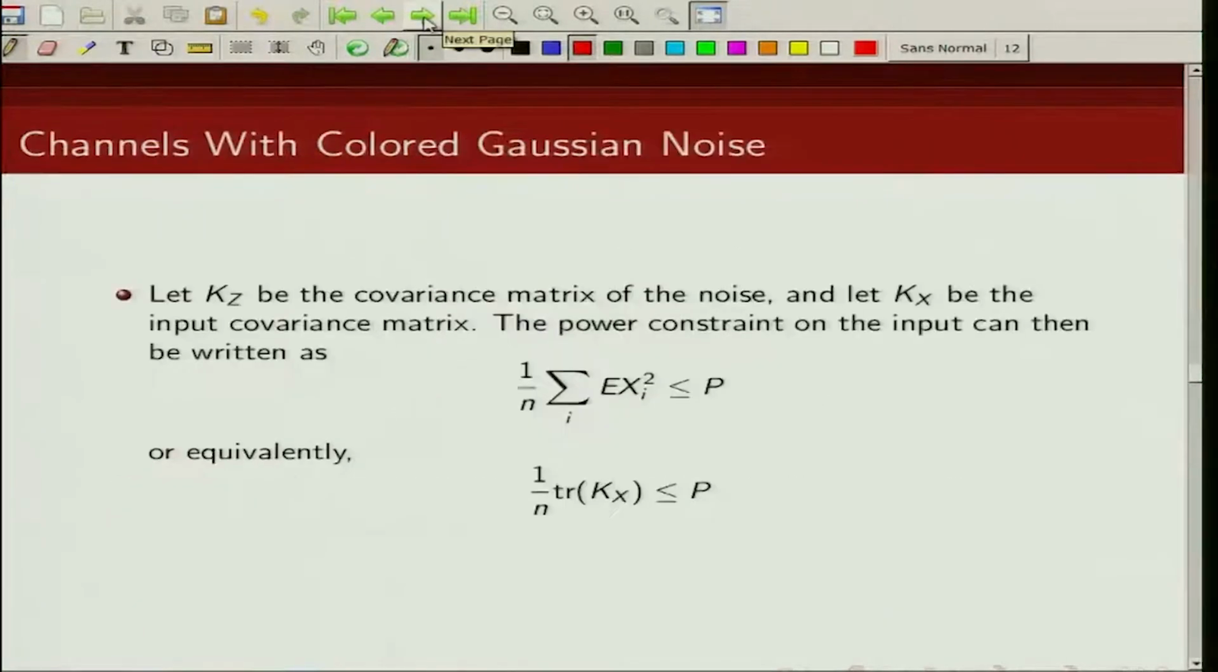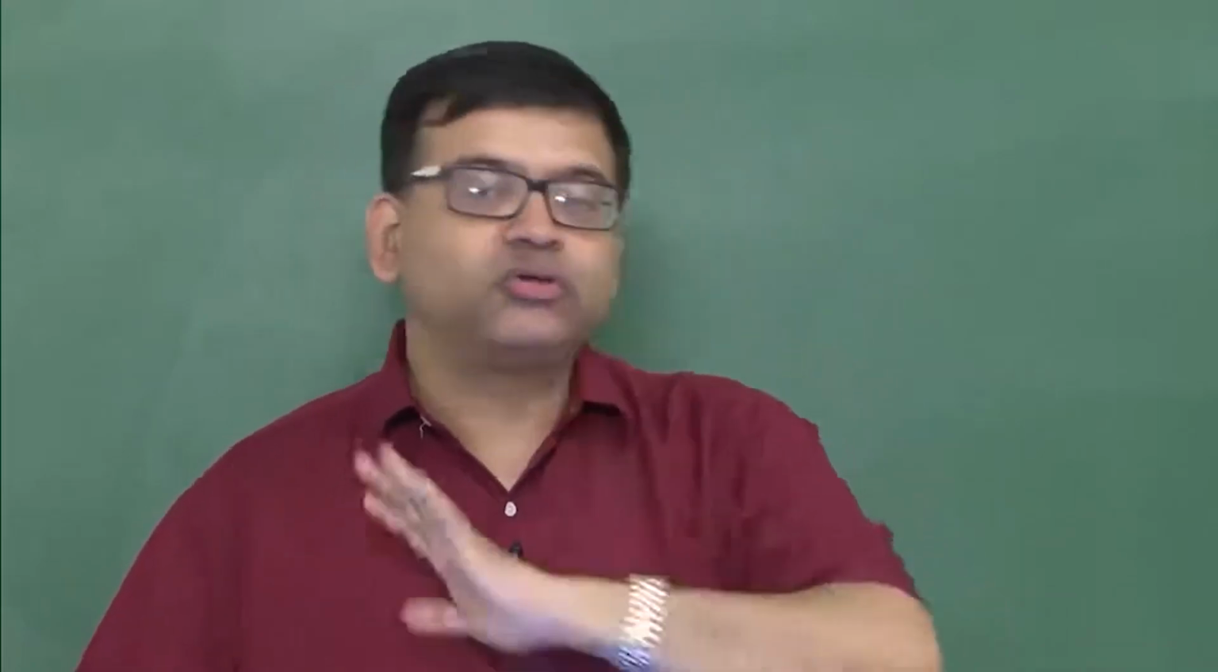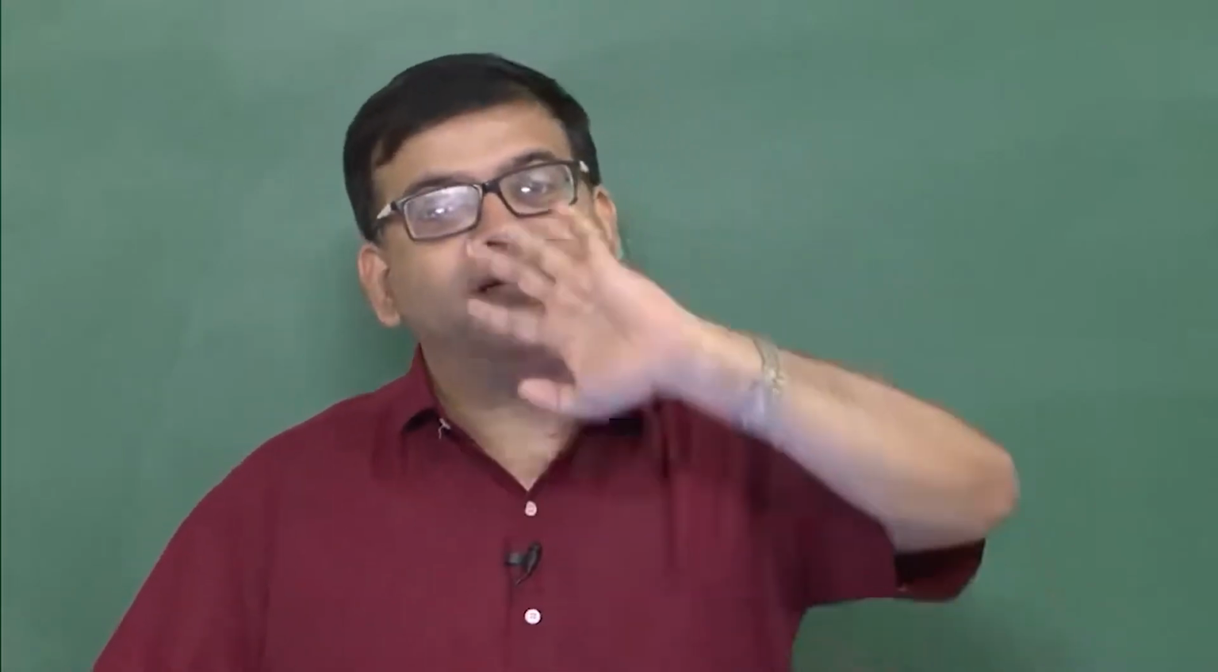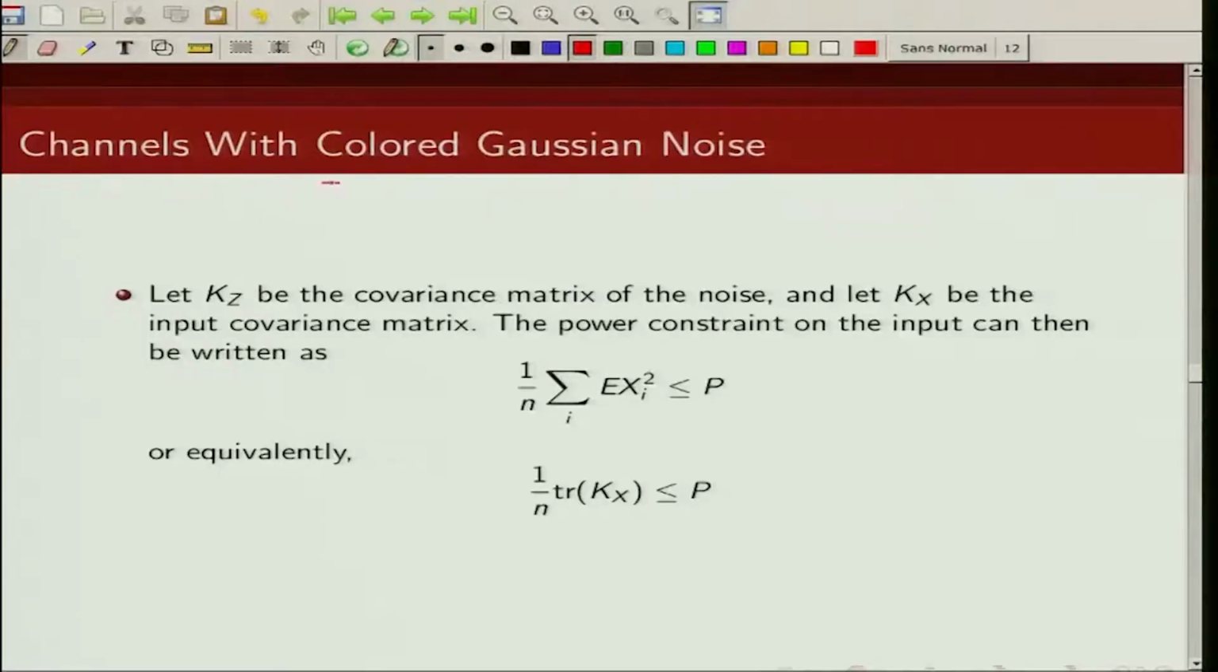Okay. So we just talked about the parallel Gaussian channel where noise was independent. So noise at channel 1, noise at channel 2, those were all independent. Now what happens if the noises are not independent? That is the case corresponding to colored Gaussian noise. So now we are considering that noise is not independent across the channels. Let K_Z be the covariance matrix of the noise, and let K_X be the input covariance matrix.